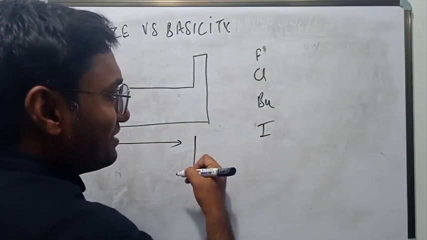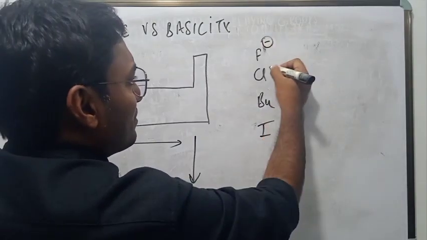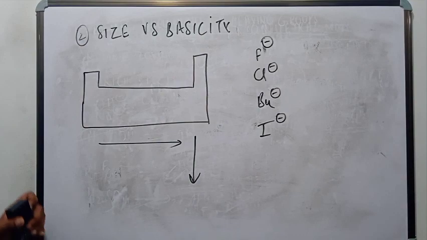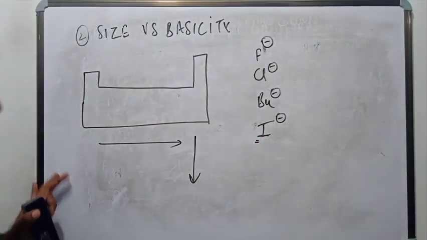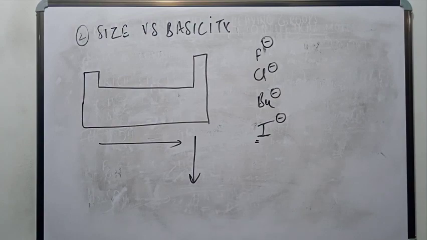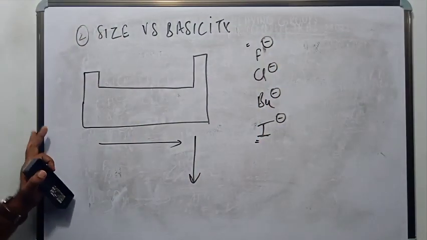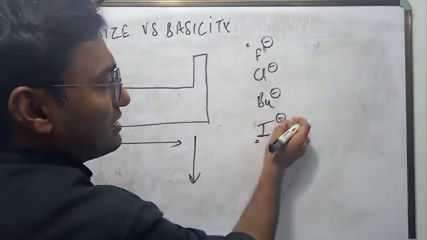Now let me consider its ions: fluorine, chlorine, bromine and iodine. Which is the biggest of all ions? Iodine ion is the biggest of all ions, and F minus is the smallest of all ions. Now this has the same charge as this. This is also negative, this is also negative.